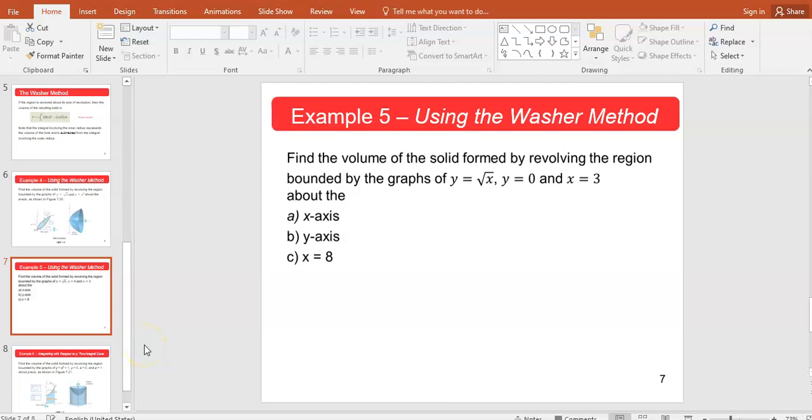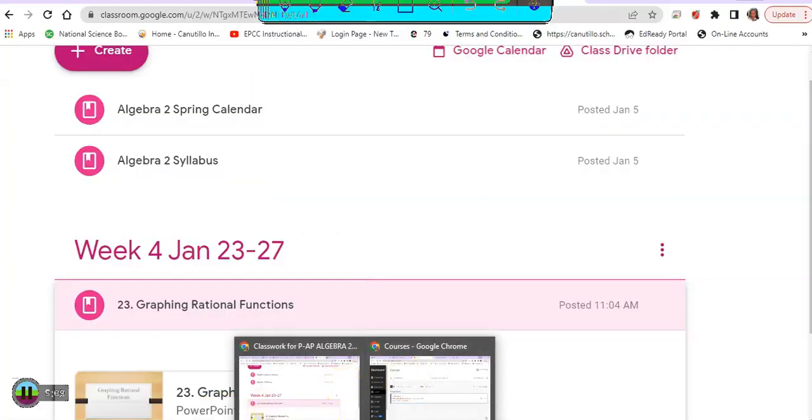My next example actually has 3 parts. Example 5 says: find the volume of a solid formed by revolving the region bounded by the graphs y equals the square root of x, y equals 0, and x equals 3. y equals 0 is the same thing as the x-axis. So how does this look? Again, you have a powerful tool that we can use.